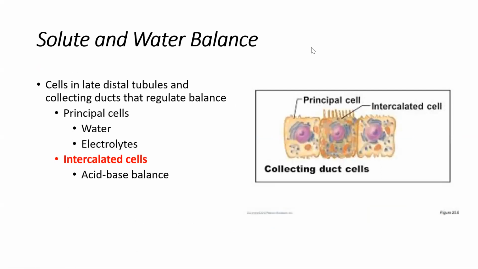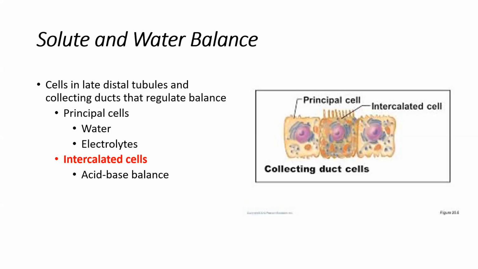All right, now when we speak about solute and water balance, there are two important cells that are in the distal part of the tubules that help to regulate water balance. These are the principal cells and then the intercalated cells. So the principal cells are really involved in water movement, so the movement of water from the tubules back into the blood or vice versa.